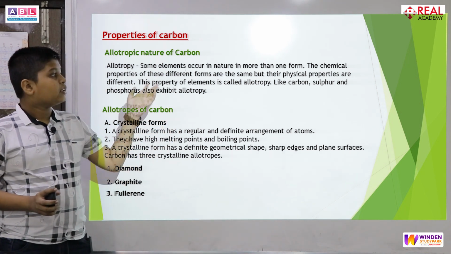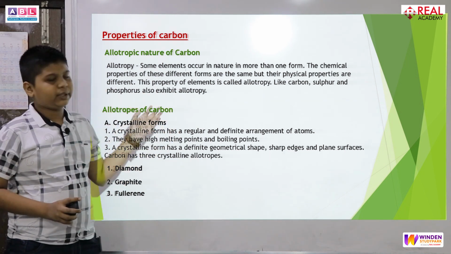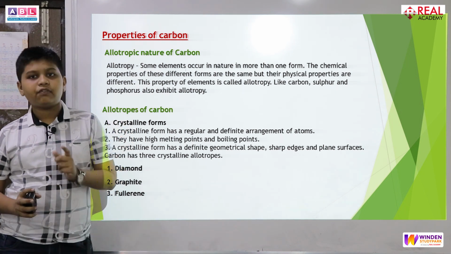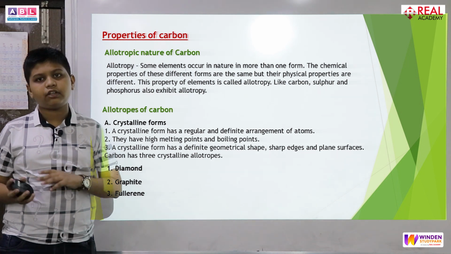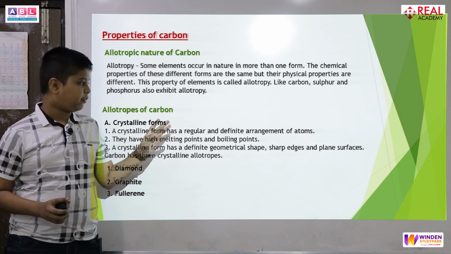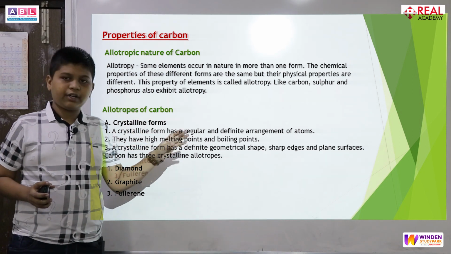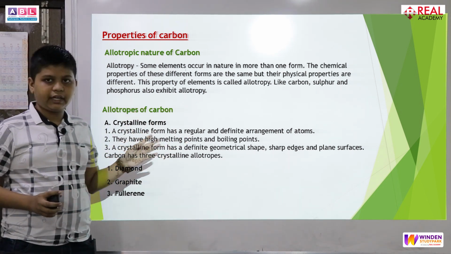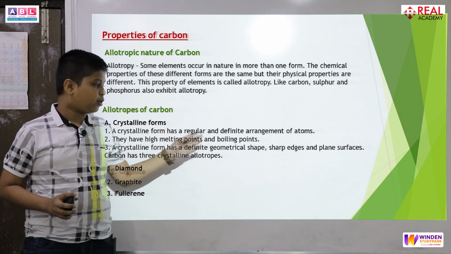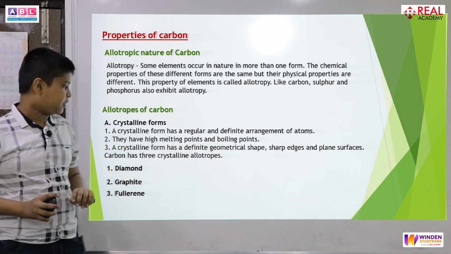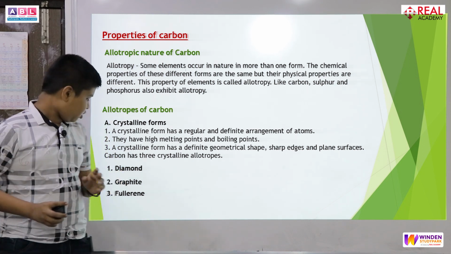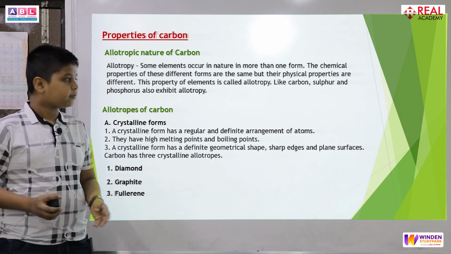Like carbon, sulfur and phosphorus also exhibit allotropy. Allotropes of carbon are of two forms: first, crystalline form, and second, non-crystalline form. The crystalline form has a regular and defined arrangement of atoms. They have high melting and boiling points. The crystalline form has defined geometrical shapes, sharp edges and plane surfaces. Carbon has three crystalline forms: diamond, graphite and fullerene.